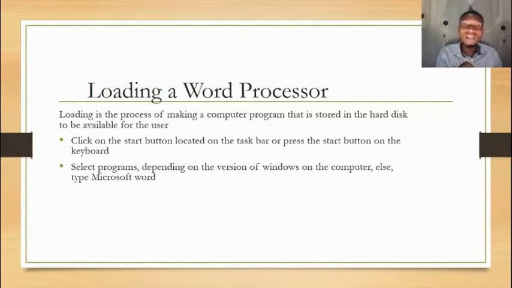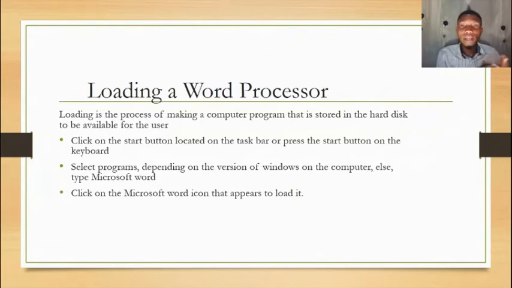Then click on it. Or else, what you do is to type. That means you're searching for the program you want to load or open. So once you click on the start button, you type Microsoft Word, then you have the Microsoft Word icon. It appears. So when you click on it, it loads the program.